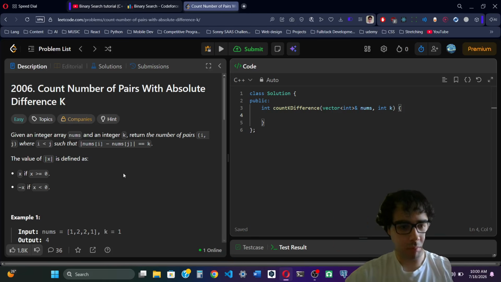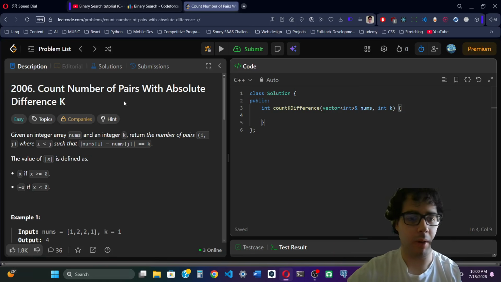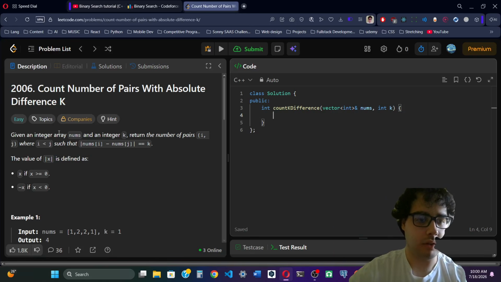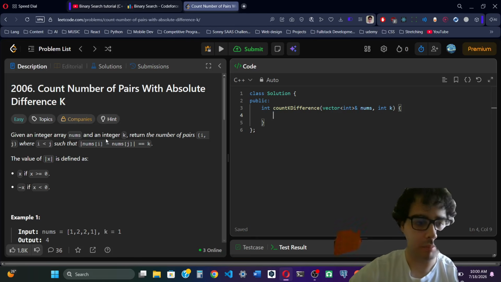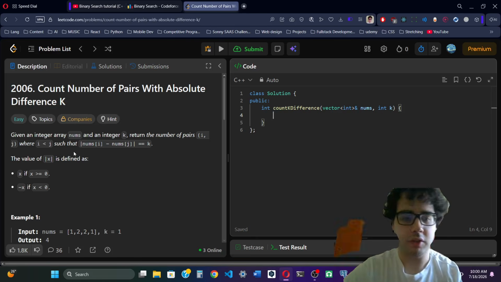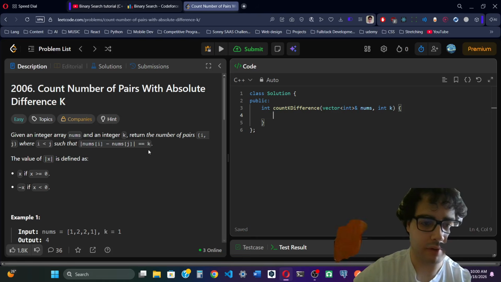So this is today's problem. Count the number of pairs with absolute difference k. Given an integer array nums and an integer k, return the number of pairs (i, j) where i is less than j such that the absolute difference of them is equal to k.